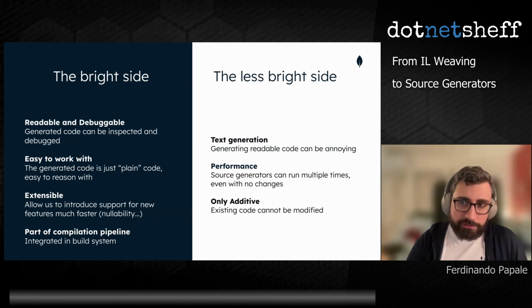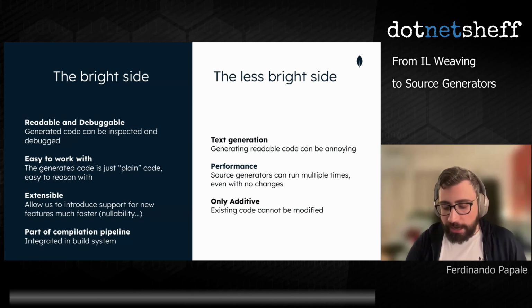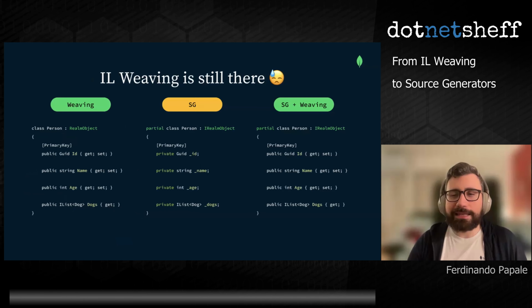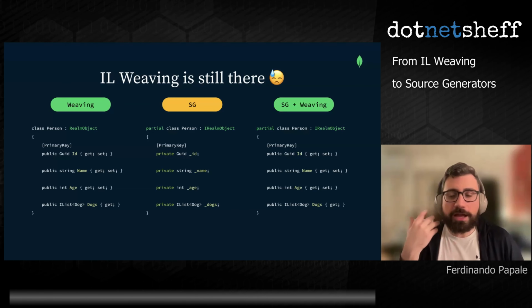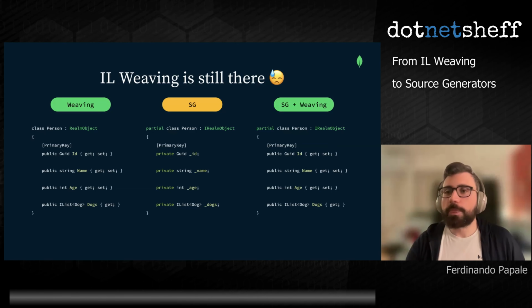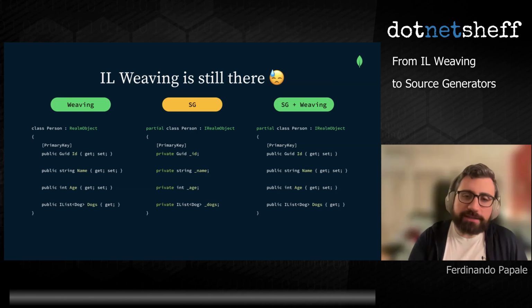And the biggest issue is that source generators are only additive. They can only add source code. They cannot modify existing source code. And this also means that I slightly lied to you when I said that we moved to source generators. We moved to source generators, but we didn't move 100% to source generators. We couldn't do it. And why is that?